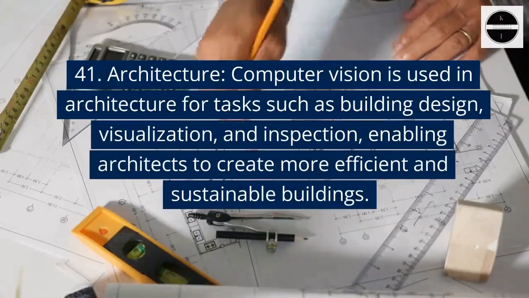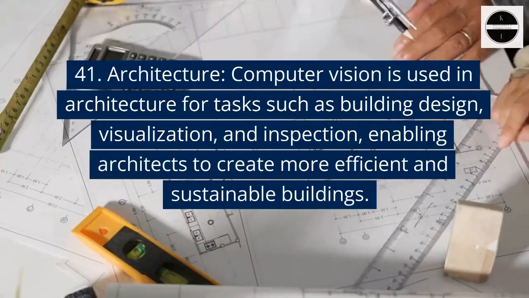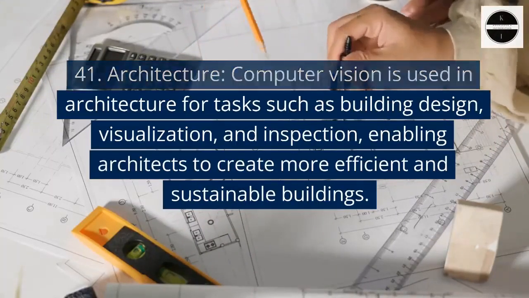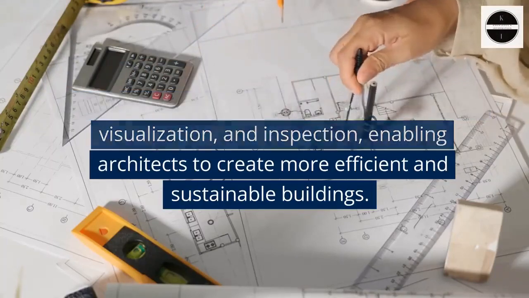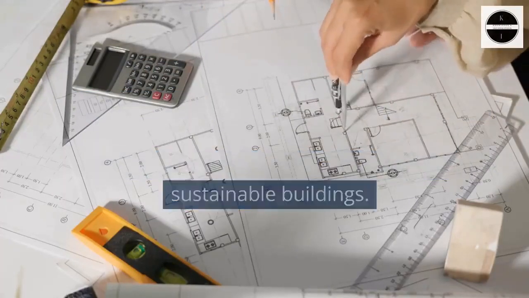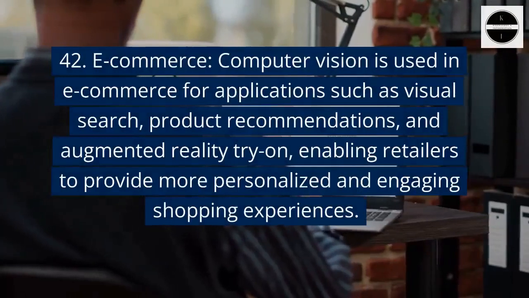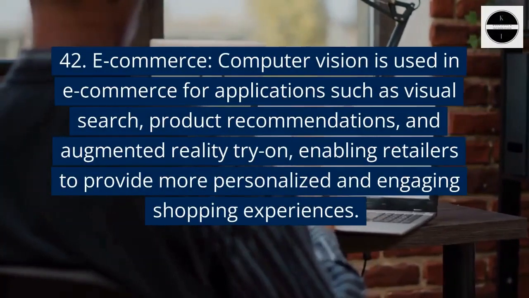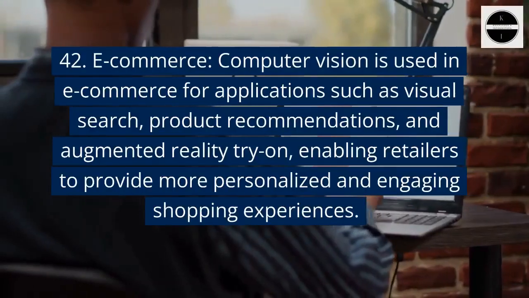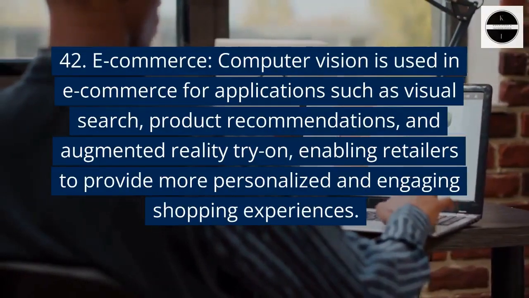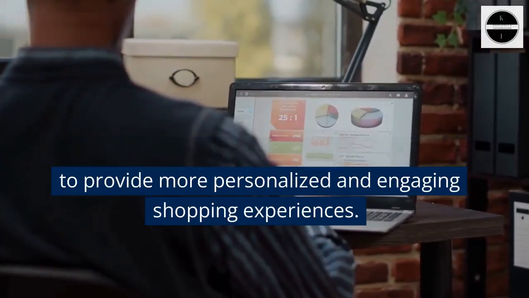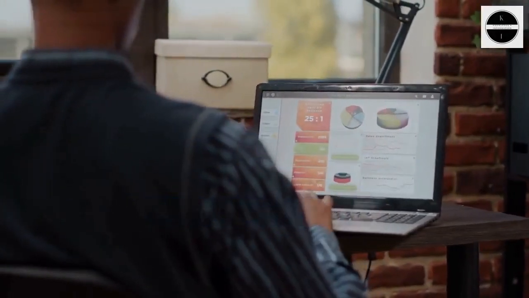41. Architecture. Computer vision is used in architecture for tasks such as building design, visualization, and inspection, enabling architects to create more efficient and sustainable buildings. 42. E-commerce. Computer vision is used in e-commerce for applications such as visual search, product recommendations, and augmented reality try-on, enabling retailers to provide more personalized and engaging shopping experiences.